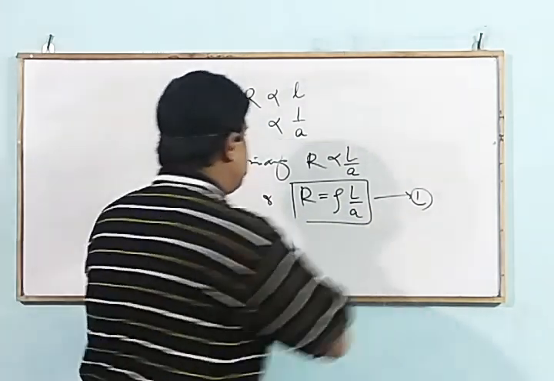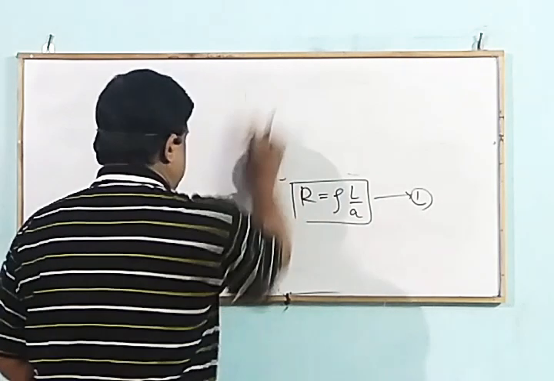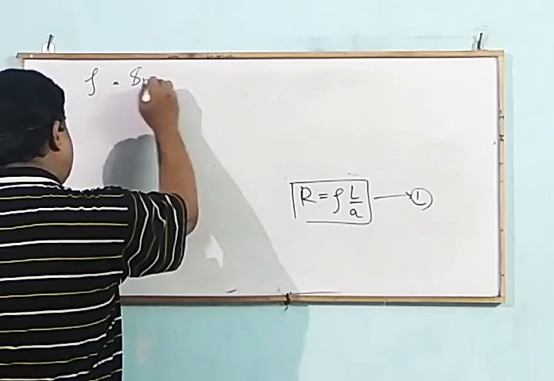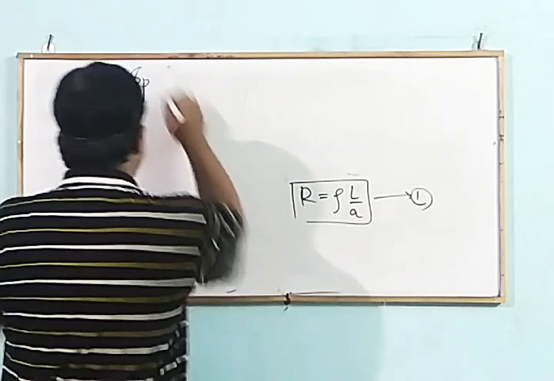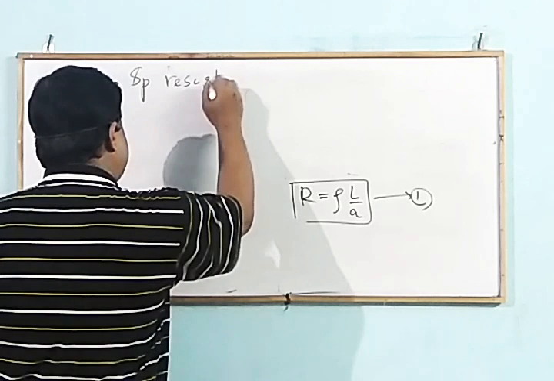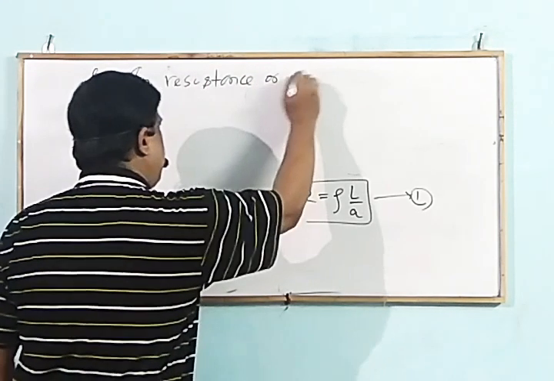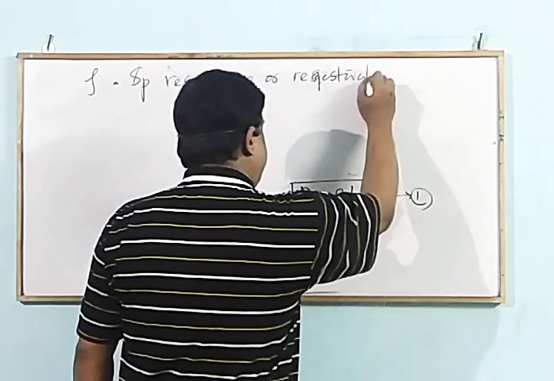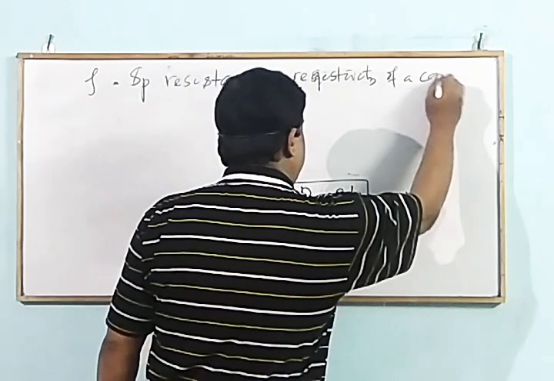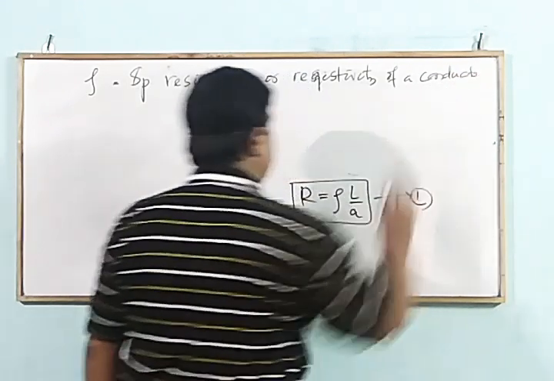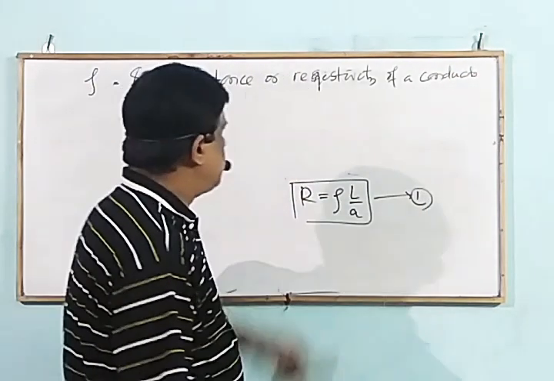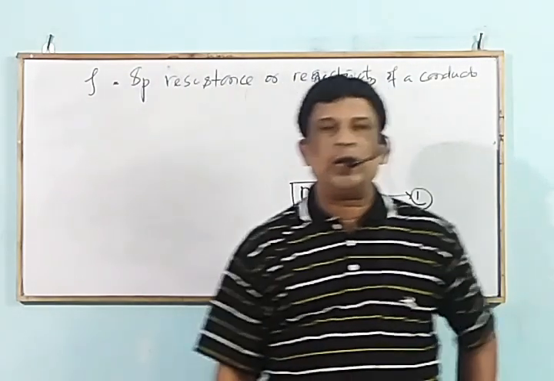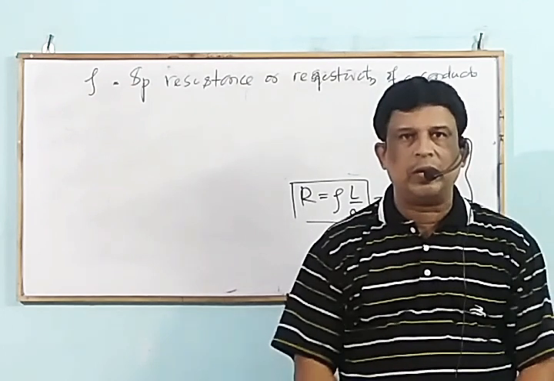This proportionality constant is known as specific resistance. Rho is known as specific resistance or resistivity of a conductor. So mark that. It is a proportionality constant which is known as specific resistance or resistivity of a conductor.